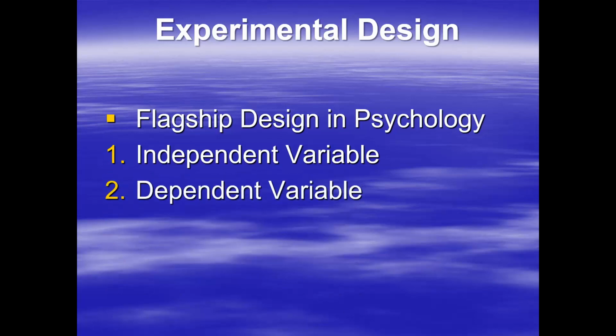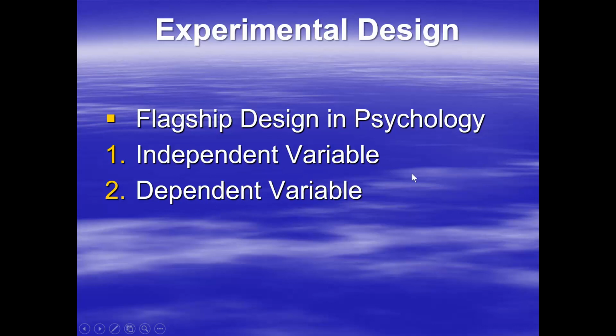The second variable is known as the dependent variable, or the DV. This is the variable that is being measured. In other words, it's our outcome. It's what we think will happen afterwards, or what will change after our subjects are exposed to the independent variable. So once again, essentially what we are testing is whether this independent variable causes a change in the dependent variable.